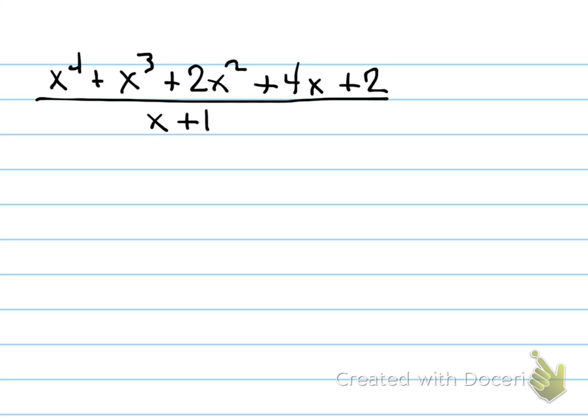So first I'm going to write down every coefficient from f of x, first looking to see if I have any, what are they called? Missing terms. I have 1x to the fourth, 1x to the third, 2x squared, positive 4x, and positive 2. Any missing terms? No. So just write down the numbers: positive 1, positive 1, positive 2, positive 4, positive 2.